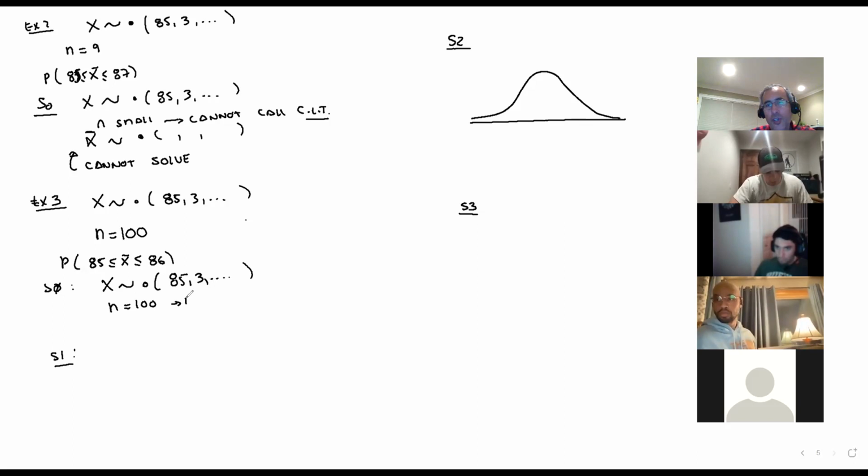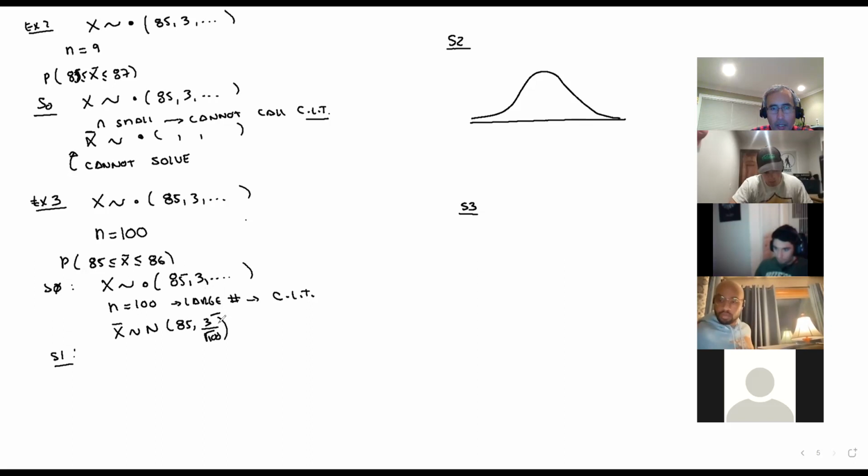so I can call the central limit theorem, and I can say that x bar is going to be normal, with mean 85 and standard deviation 3 divided by this one here. You agree with me? Guys, you agree with me? Yes, so this number here is going to be what? 3 divided by 10, 0.3.